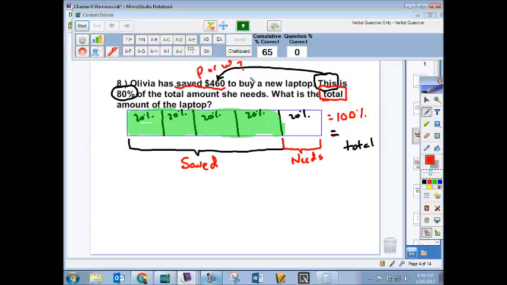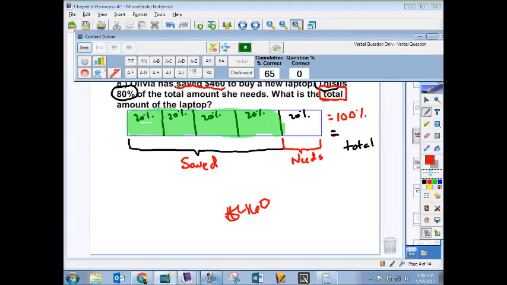Or you can look at the question. If the question's asking for the total, and you put 460, that wouldn't make any sense, would it? It says it right there. That can't be the total. Why would it give you the answer in the question? Okay?